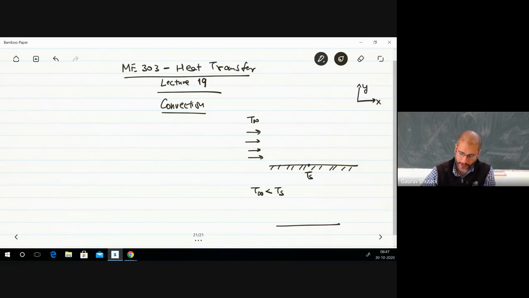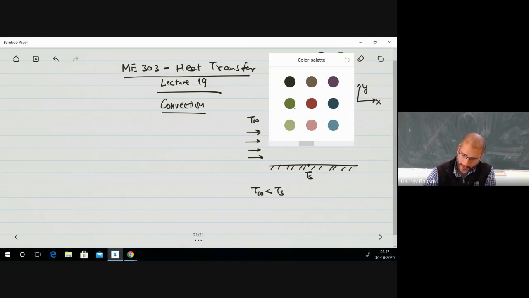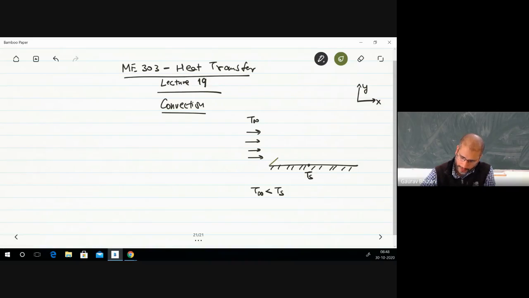To draw the velocity boundary layer, this is my u profile, which goes from u equal to 0 at the surface to u equal to u infinity beyond the boundary layer. That's how we define the boundary layer, where 99% of the surface effects have penetrated into the free stream fluid.